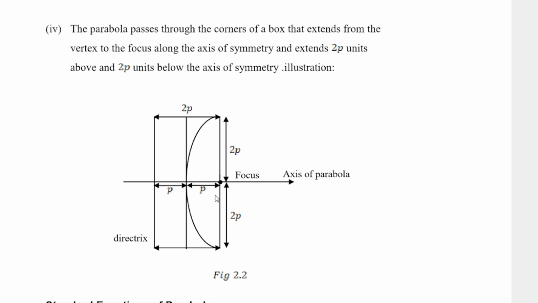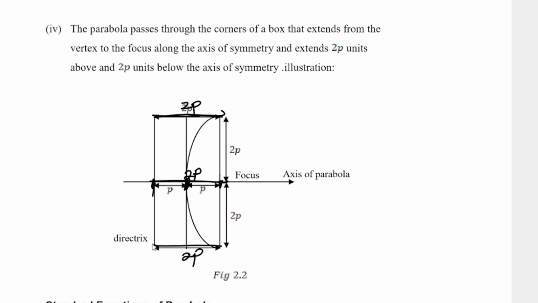All right, so what we are saying is that if you draw a shape like a box from the directrix to the parabola, something like this, then if here is P and from here to here too is P, then the whole of this side is 2P, and it's the same as what we have here. So from here to here too is also 2P.